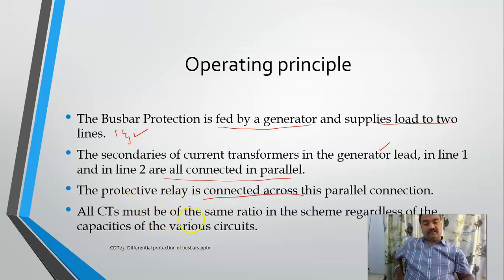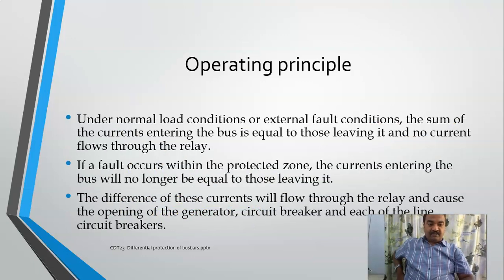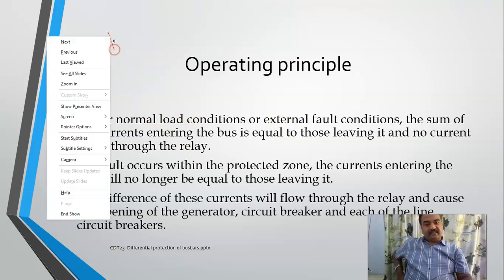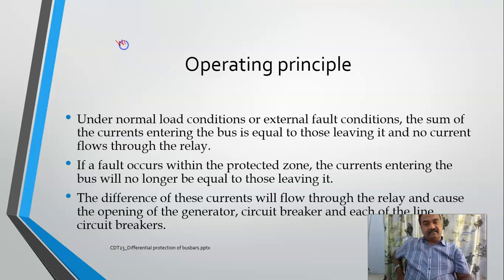All CTs must be of the same ratio in the scheme, regardless of the capacities of the various currents. But we will prove this wrong, that it is not going to work out when we have so many CTs. Under normal operating conditions, or maybe due to external fault conditions, when there are no internal faults, this bus bar obeys KCL: incoming currents are equal to outgoing currents.